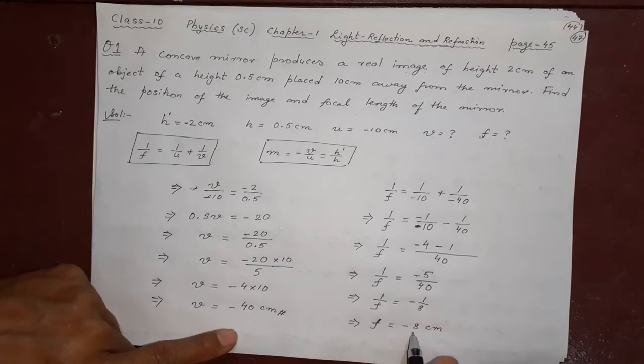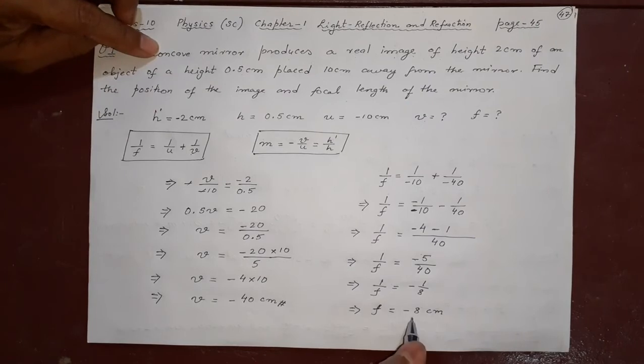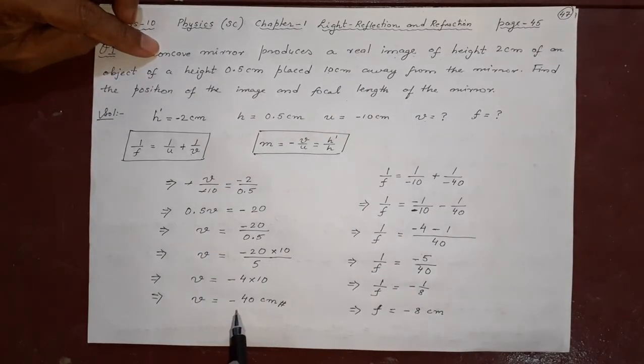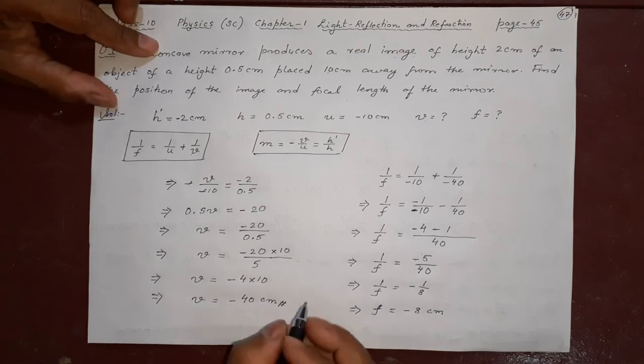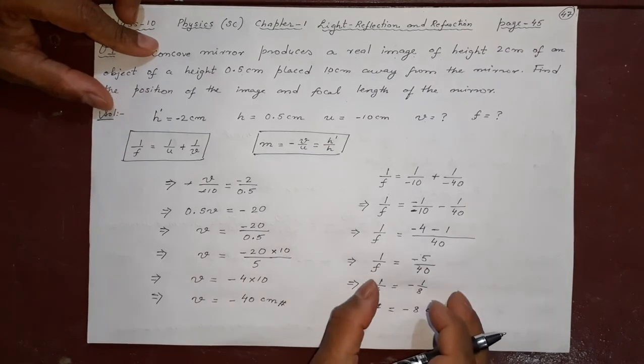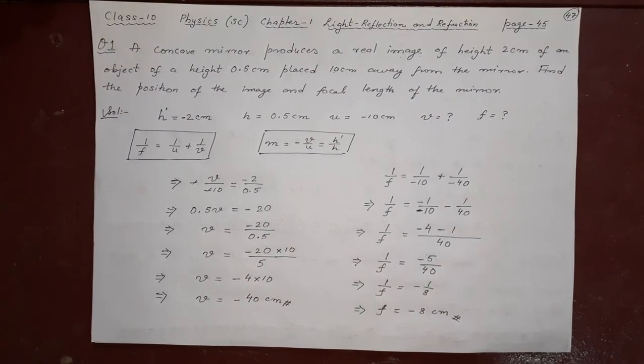You can recheck some of the things. This is a concave mirror, and a concave mirror should have negative focal length, so it is right. It was a real image, and real image means it will be formed on the same side of the mirror, so v is minus, right? So these are the things you can confirm from there. These are the two answers you got. It carries 1.5 marks for each, so 3 marks you will get like this. Okay, thank you. This is the full answer of this question.